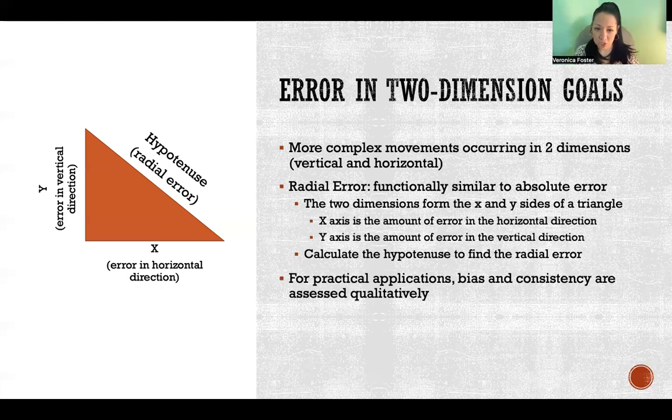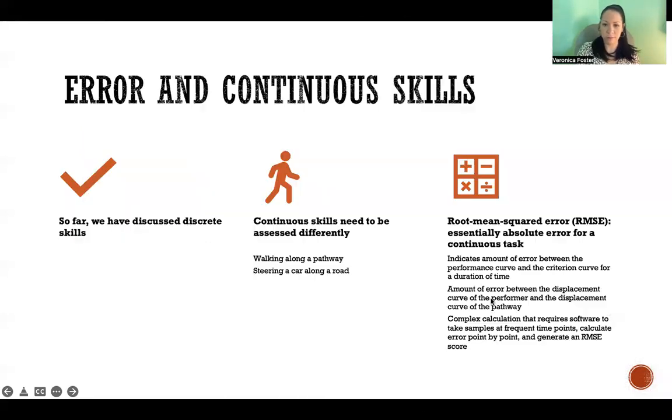And in practical applications, in this case, we will tend to look at bias and consistency qualitatively. Like you'll qualitatively watch what they're doing, see where the ball is landing, see where the dart is landing, because sometimes qualitative observation is more practical and more useful. Like you can observe that the dart went to the right of the target each time, or you can see where the ball landed when you're playing golf or whatever it is. So in some applications for two-dimension goals, qualitative assessment is going to be more practical.